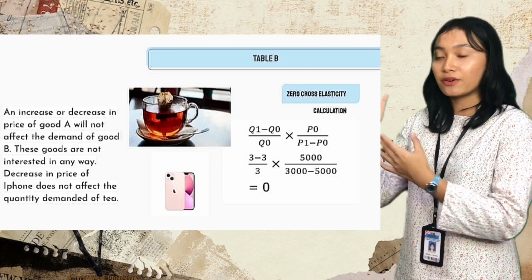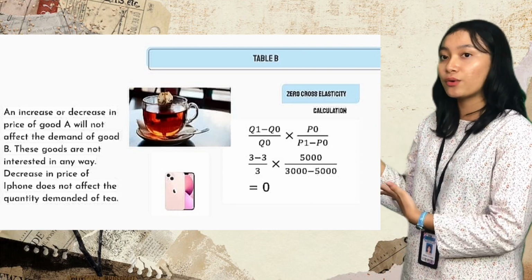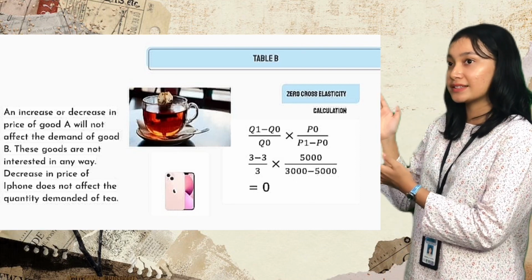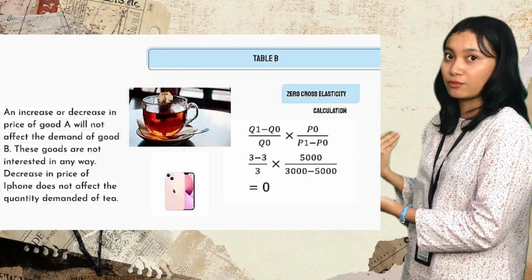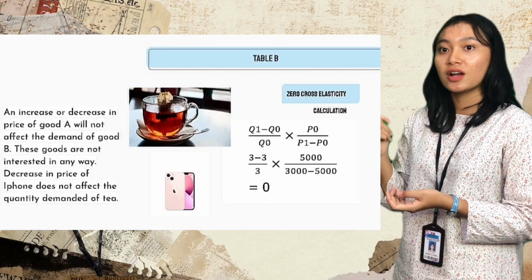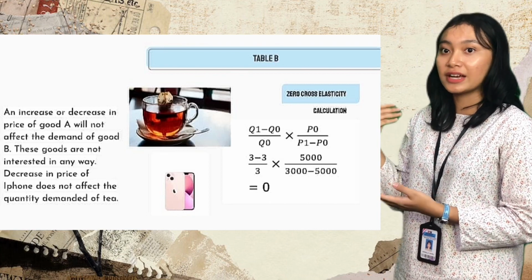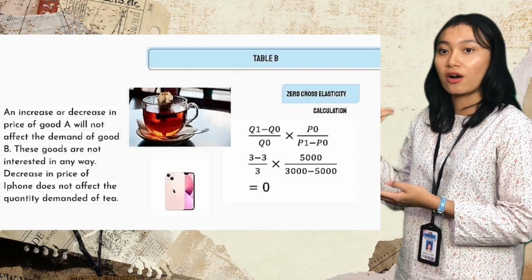For example, from the table, even though the iPhone price is decreased, the quantity demanded for tea still remains the same, which is 3 packets. So, a decrease in the price of iPhone does not affect the quantity demanded of tea. Alright, that's all from me.